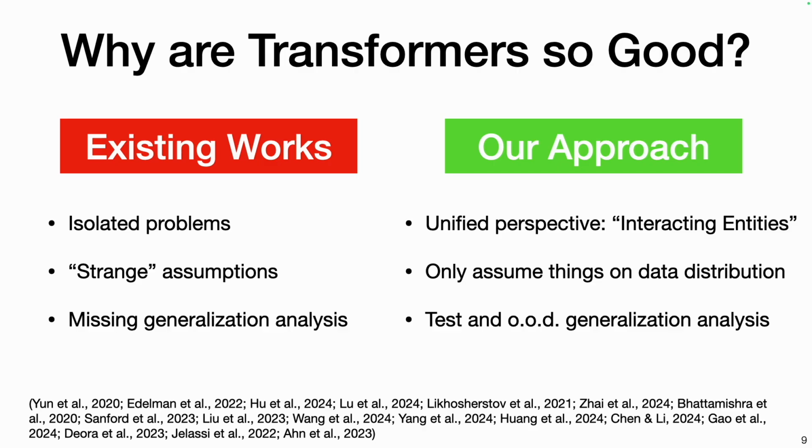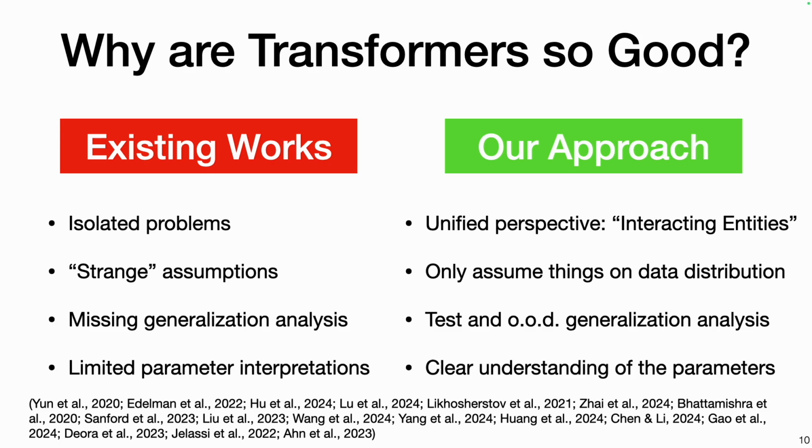I mean, generalization is maybe more important to claim that a neural network is actually learning something. Yet, to our knowledge, none of these earlier rigorous mathematical approaches has a generalization analysis. But I'll provide both test and out-of-distribution generalization analysis theories for you. As a last thing, those rigorous mathematical approaches do not have a clear interpretation of the parameters. They generally interpret only the attention maps, but we will have a clear understanding of the parameters.